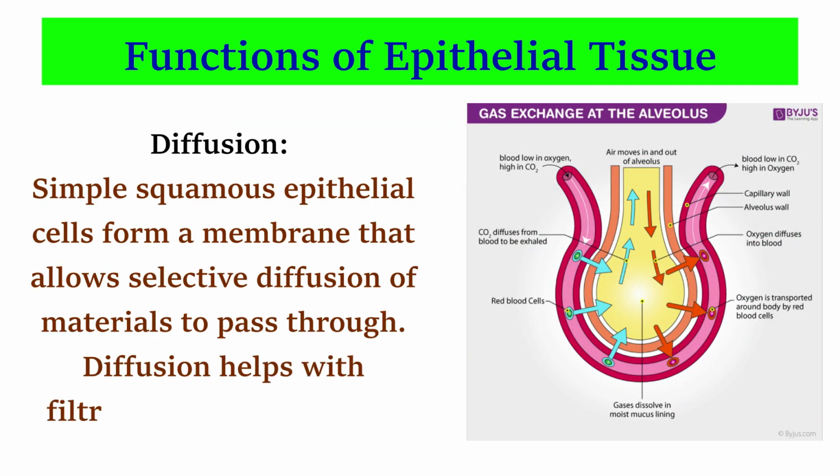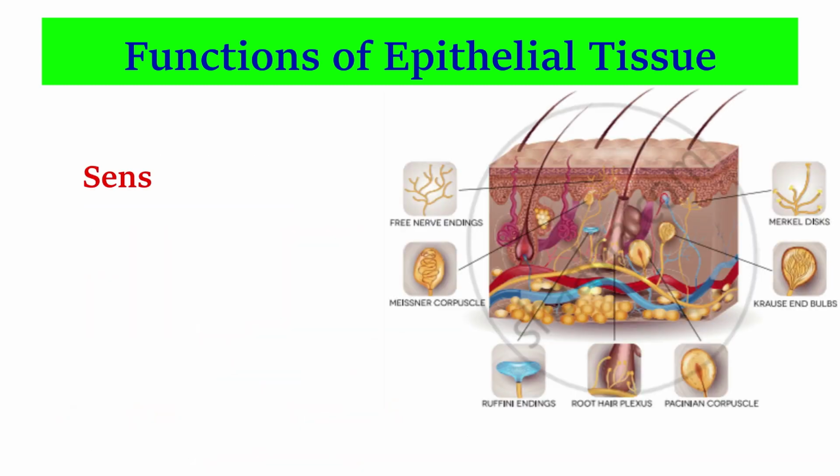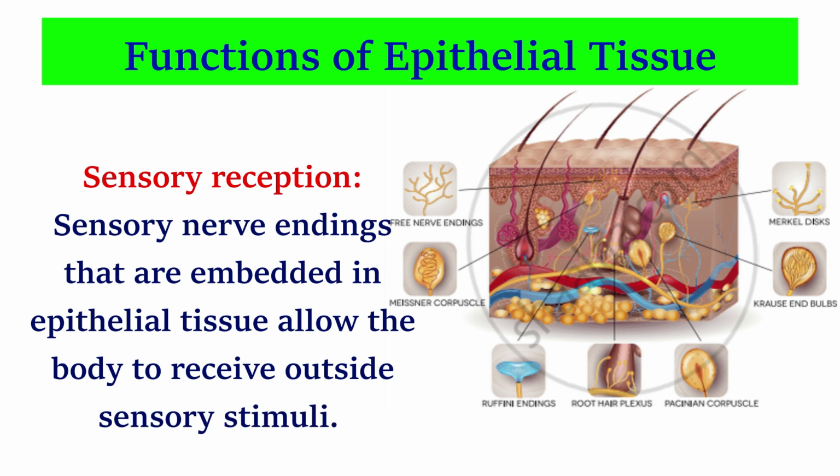Diffusion. Simple squamous epithelial cells form a membrane that allows selective diffusion of materials to pass through. Diffusion helps with filtration, absorption and secretion functions. Sensory reception. Sensory nerve endings embedded in epithelial tissue allow the body to receive outside sensory stimuli.